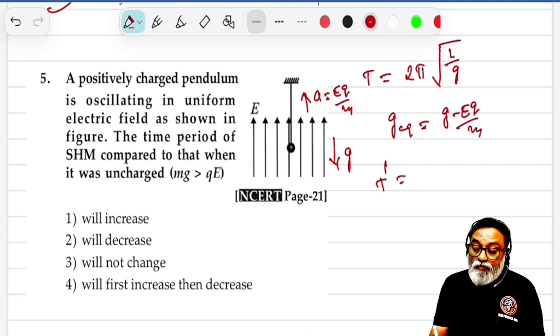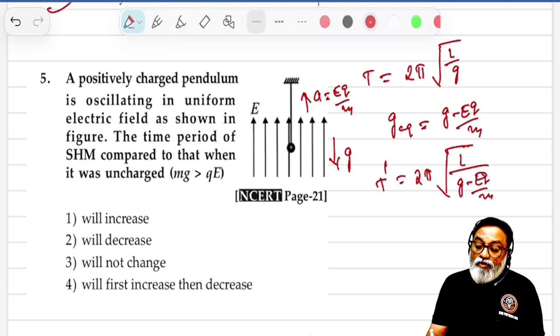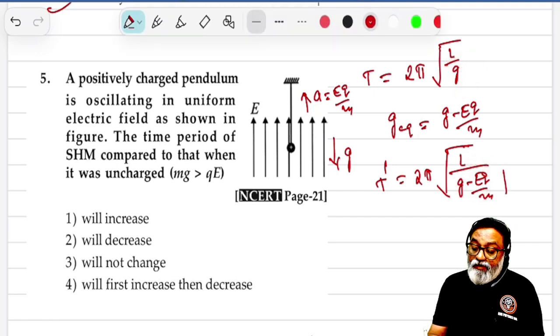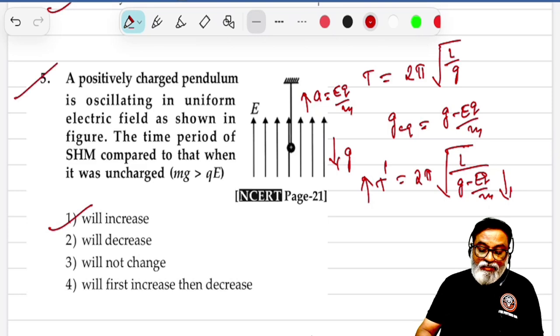Now, T dash is equal to 2 pi into square root of L by g equivalent, that is g minus EQ by m. When you compare with the uncharged case, here g decreases. Therefore, the time period increases. Therefore, the time period will increase. Answer 1.